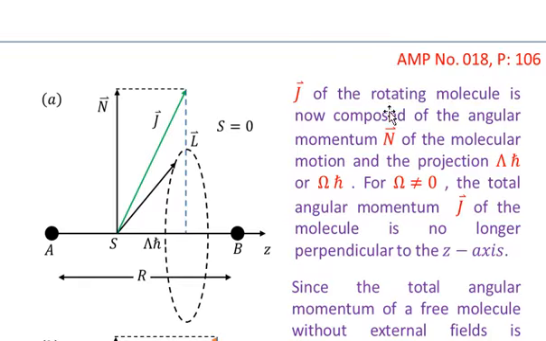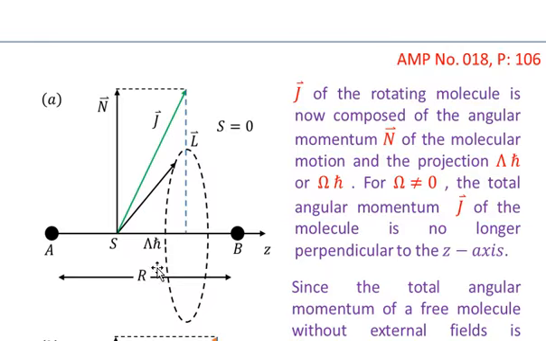Capital J of the rotating molecule. Of course, since we are considering rotation in this current lecture, J of the rotating molecule is now composed of the angular momentum N of the molecular motion. When the molecule carries out its motion, the angular momentum capital N can be associated with the molecular motion. And the projection lambda h bar, or omega h bar, for capital omega not equal to 0, means the total angular momentum J of the molecule is no longer perpendicular to the z-axis, which you can see in this figure.